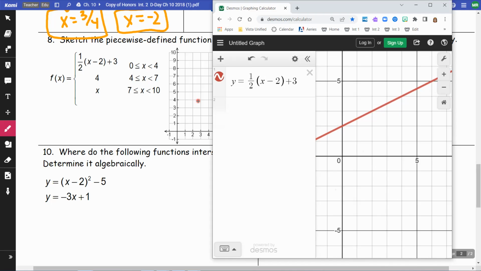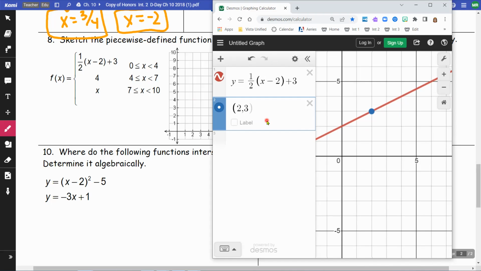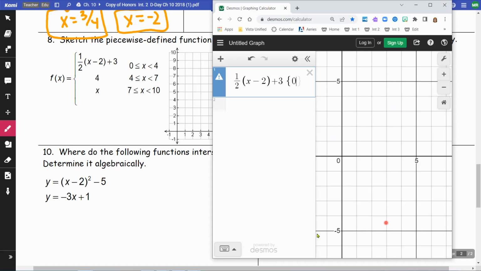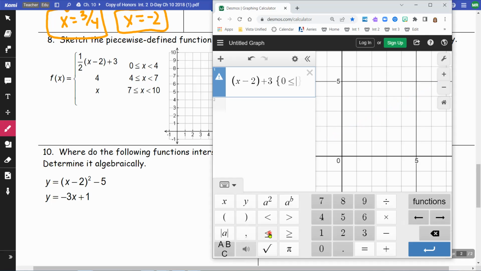So if you look at this graph, just so you see, if I was to put in a point (2, 3), you see here is (2, 3). That is a point on the graph found right here from this and this. And then I go up 1 over 2. Okay, that's what this graph is. Now, on this graph, we're not graphing all of it. So we have a restriction, 0 less than or equal to x, less than, not less than or equal to.